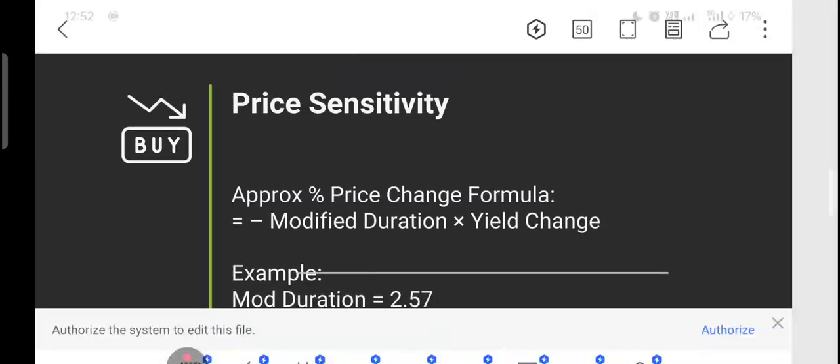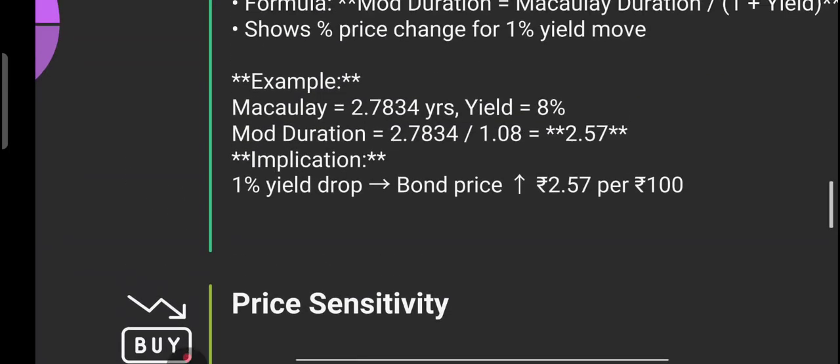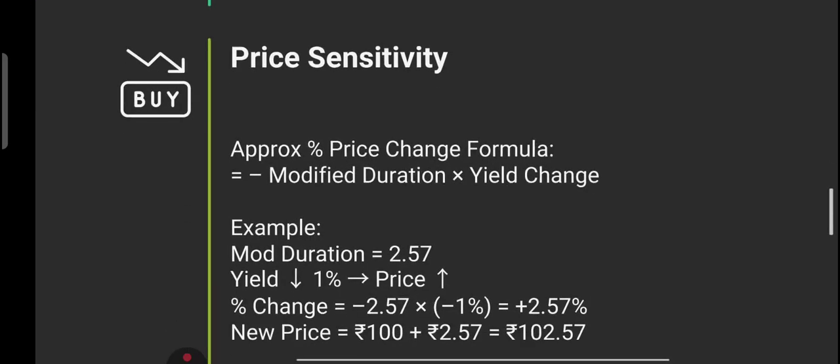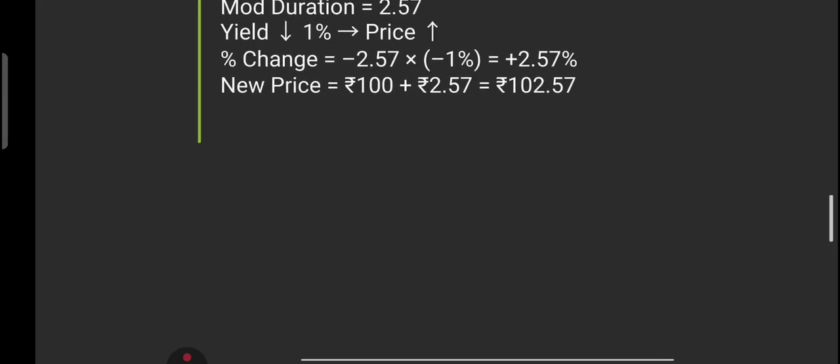So to wrap it up, we have discussed the three durations: McCullough duration, the average timing of cash flow; modified duration, price sensitivity to interest rate; and price sensitivity, the quick price change formula.